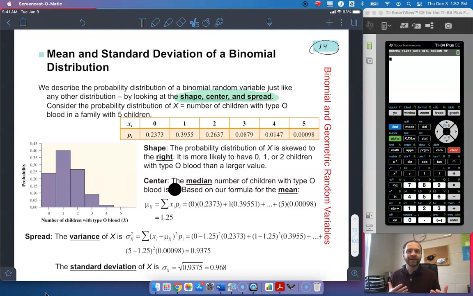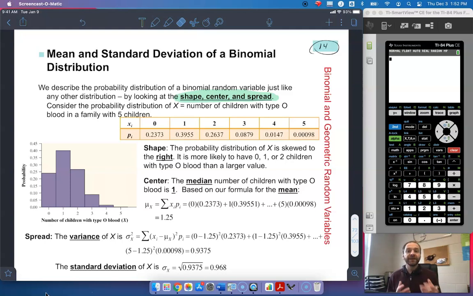And what does that mean? It's more likely that we have 0, 1, or 2 children with type O blood compared to 4 or 5, because most of the data is over on that left side of the graph. The center, if I look at the median in this situation, the median of this is going to be 1.